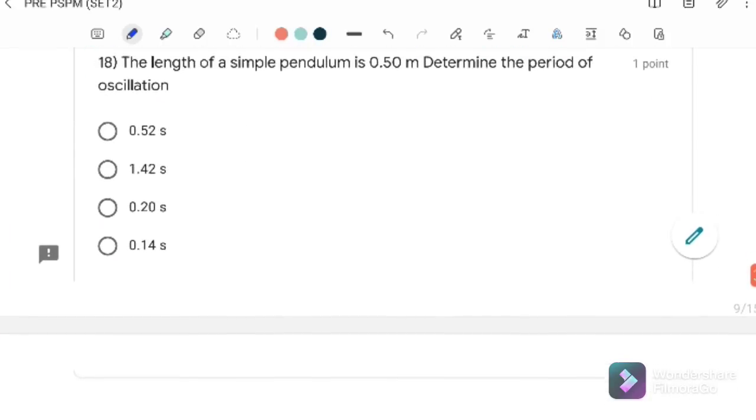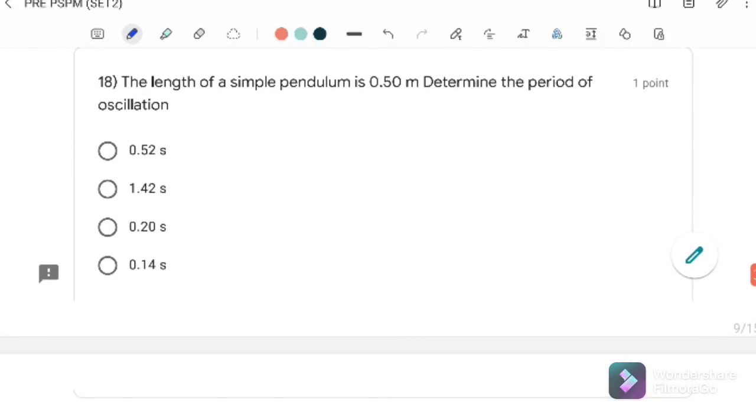Next question is 18. Still chapter 9. The length of the simple pendulum is 0.5. Determine the period of the oscillation.